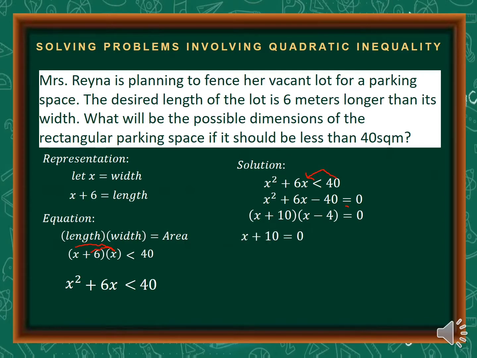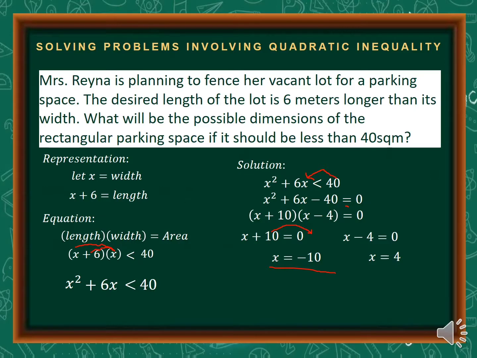Now, forming two linear equations, x plus 10 is equal to 0 and the other one is x minus 4 is equal to 0. X plus 10 is equal to 0. So, positive 10 will be transposed to the other side. So, we have x is equal to negative 10. So, therefore, ang x natin ay negative 10.